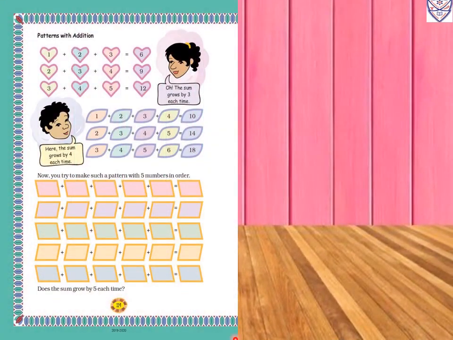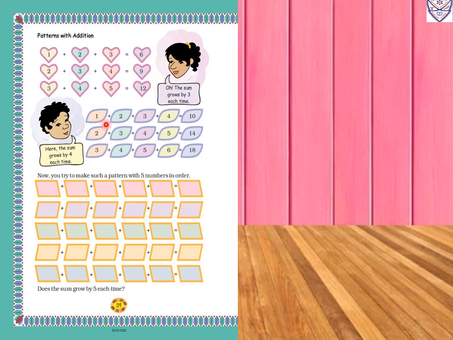Now page number 114. Pattern with addition. 1 plus 2 is 3, 3 plus 3 is 6. Here we will make the pattern with addition. Now 2 plus 3 is 5, 5 plus 4 is 9. Then 3 plus 4 is 7, 7 plus 5 is 12. So what is this? The sum grows by 3 each time.